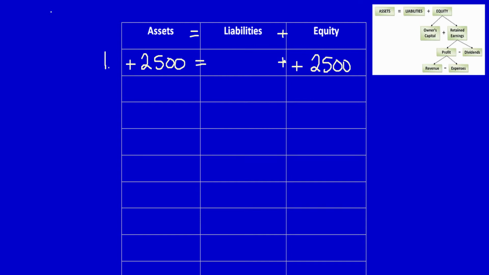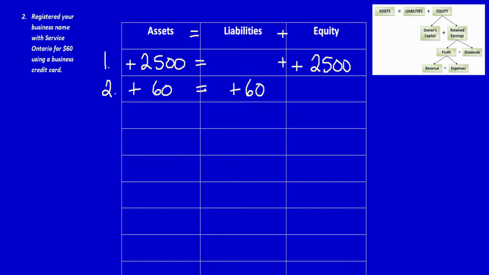Excellent. Let's look at transaction number 2. Register the business name with Service Ontario for $60 using a business credit card. What did the business get? They got a business license, which they can use in the future and benefit the business by running it. Future economic benefit, that's an asset increasing $60. What did the business give away? They gave away a promise to pay the credit card company in the future. A promise to pay is a liability, so liabilities increase by $60. And the equal sign is still in perfect balance.